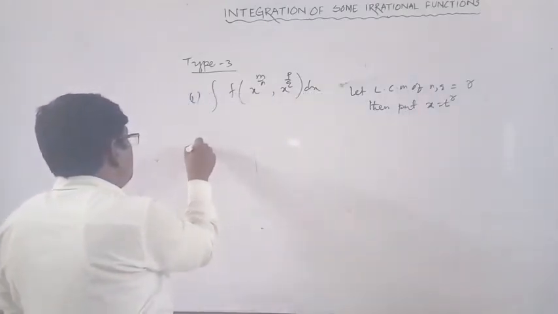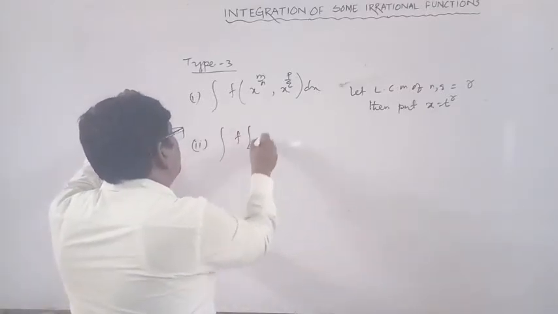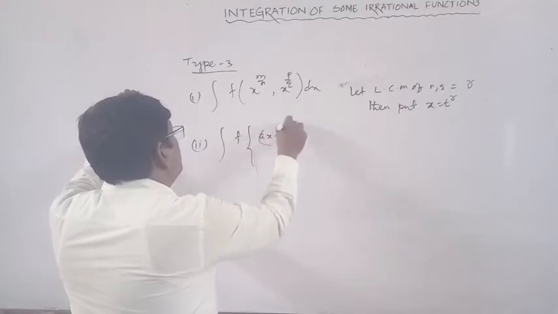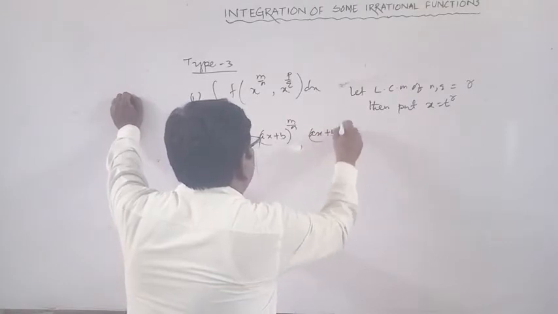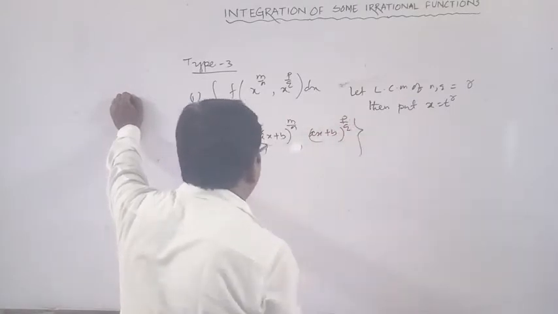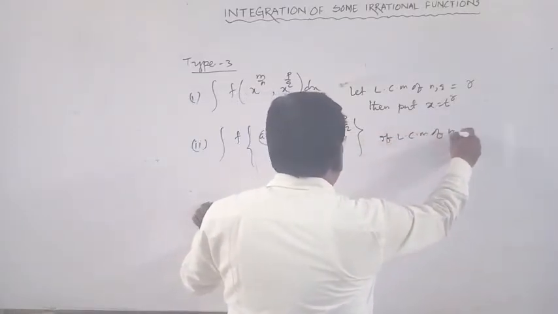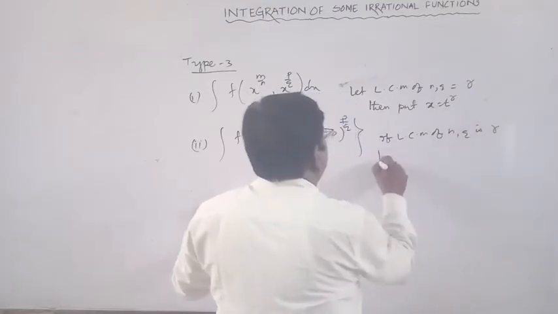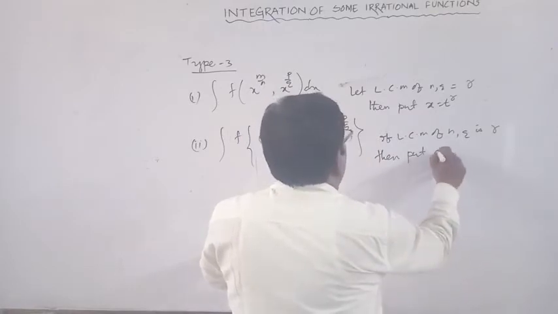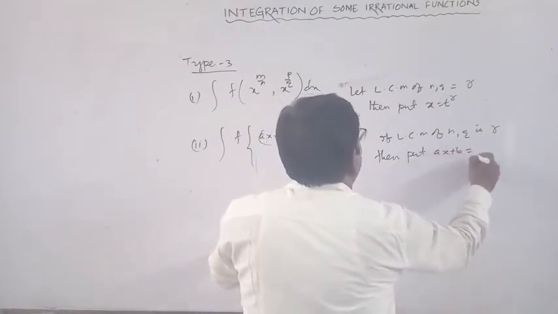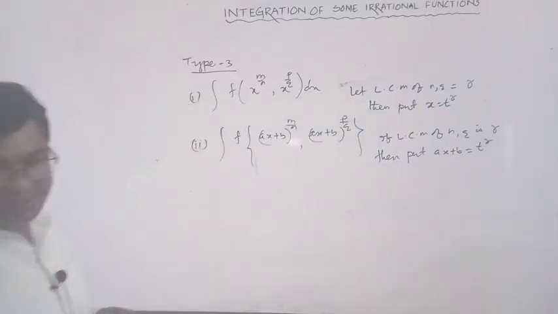Similarly, if this is in the form of integration of f of (ax + b)^(m/n), (ax + b)^(p/q), if the LCM of n and q is r, then put ax + b = t^r. Now problems based on type 3.